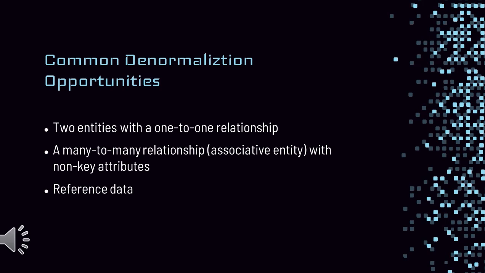Common denormalization opportunities. There are three common denormalization opportunities. The first one is two entities with a one-to-one relationship. Second is a many-to-many relationship or associative entity with non-key attributes. And the third one is reference data.